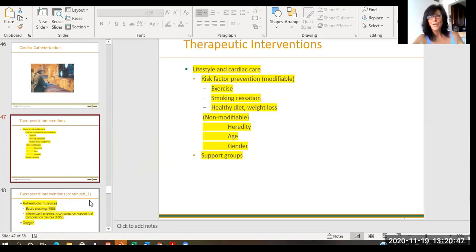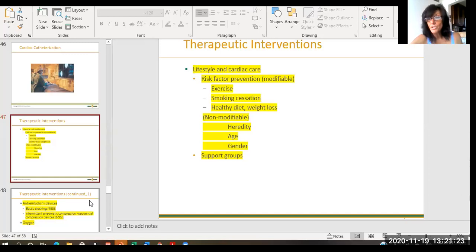Non-modifiable means it's the hand you were dealt and you're stuck with it, right? So if you exercise, if you don't smoke, if you have a healthy diet, you lose weight, right? If you do those things, those are all modifiable things. In other words, if you don't ever get exercise, start. Of course, speak to your doctor first, but start. If you smoke, quit. If you're not eating healthy or if you're overweight, lose weight, change your diet. Those are things that you can change to help yourself live a longer, healthier life.